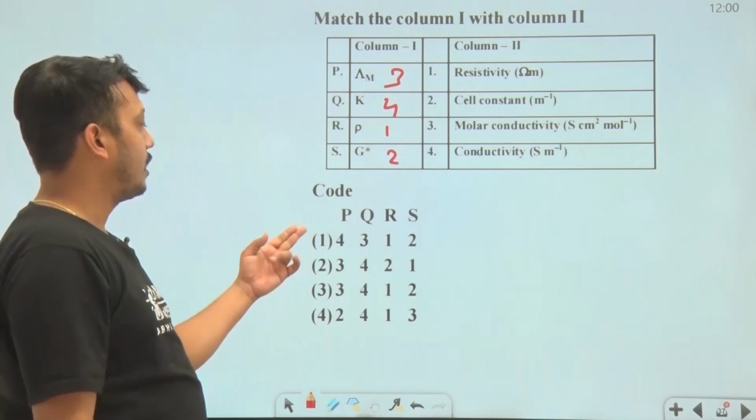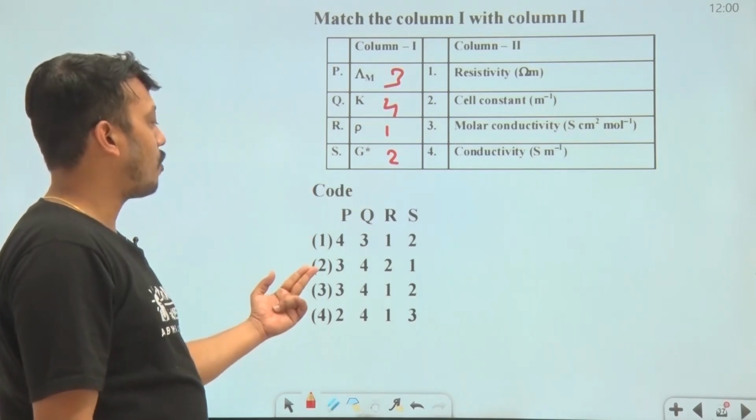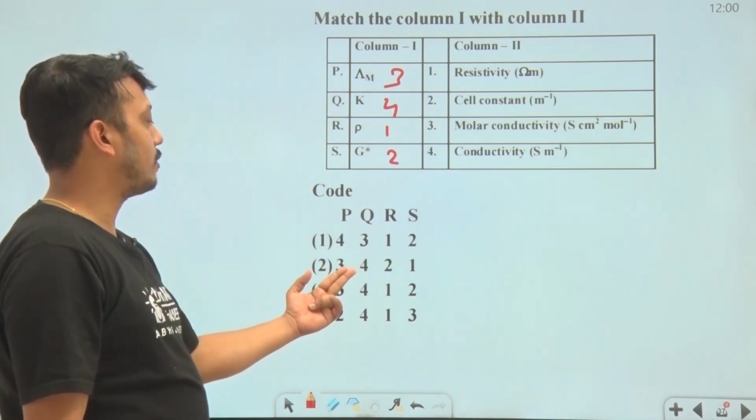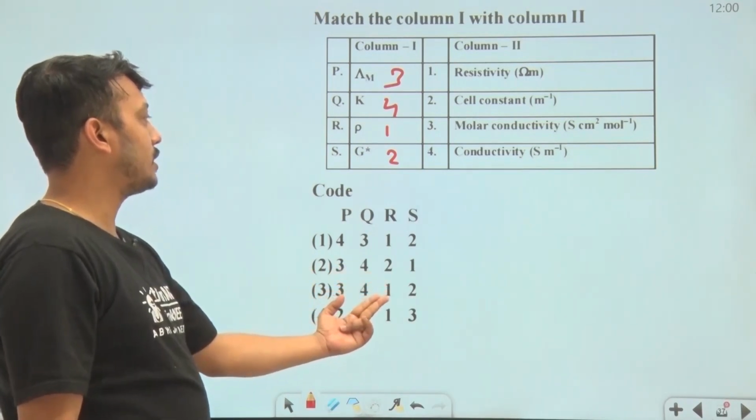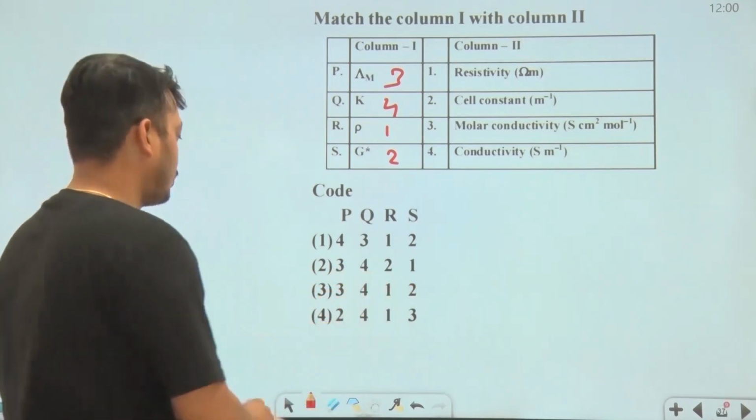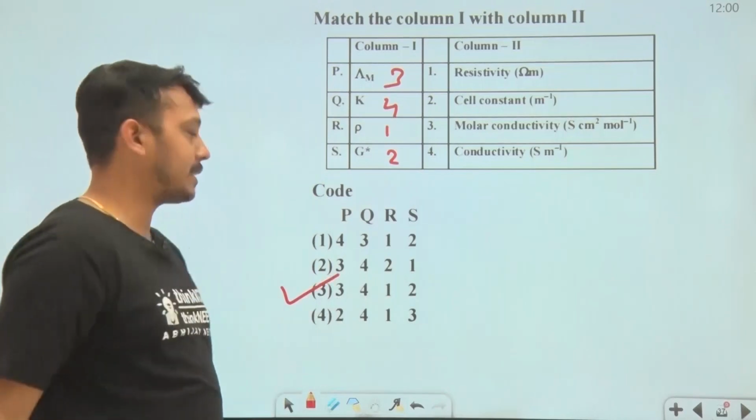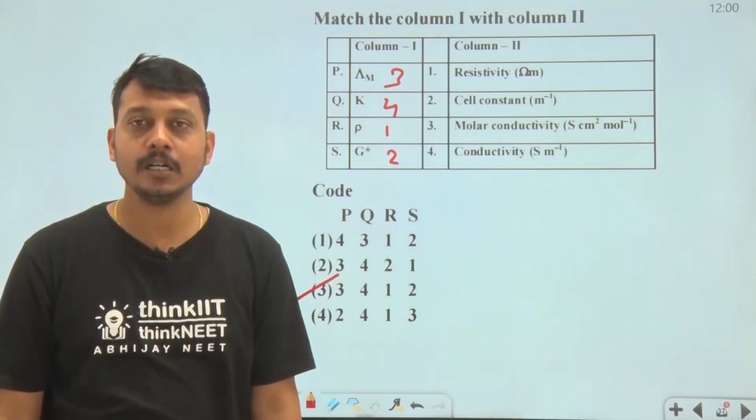So for P, third is the correct one. For Q, fourth is the correct one. For R, 1 is the correct one, and for S, 2 is the correct one, and this correct set is given in option number third.